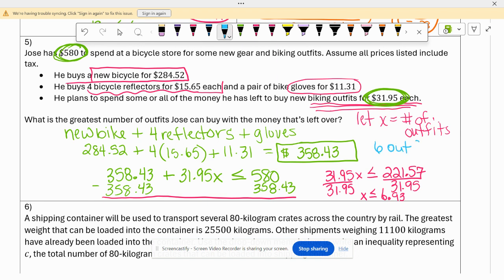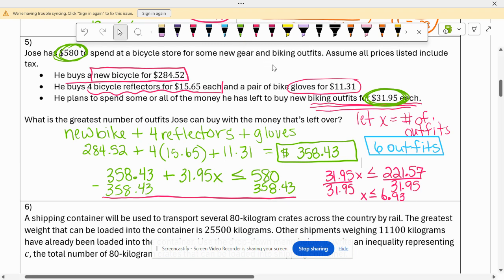No. So what's the most amount of outfits he can buy without going over? 6. If he buys 7 outfits, he's going to go over budget. He can only buy 6 outfits. He'll have some money left over. Okay. Does that make sense?